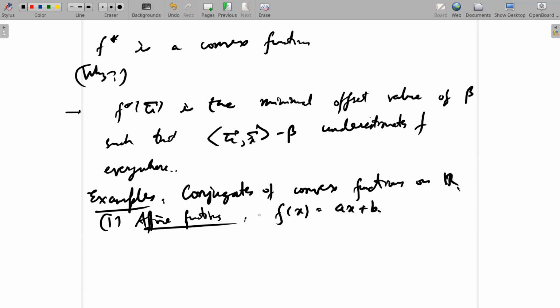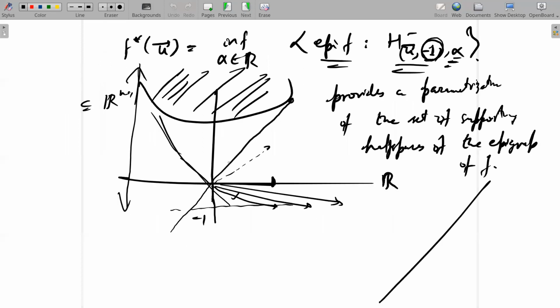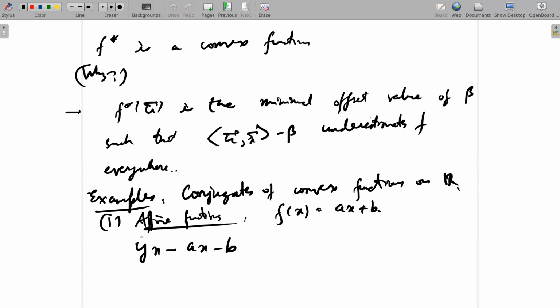Okay, so now this inner product u dot x is nothing but the product of two things. So this is yx minus ax minus b. So this is the function f of x. Then y is supposed to represent that vector u. So here it's just a number, right? u dot x, that is just yx. So I want to find the supremum. But this is again an affine function, right? So this is a linear function. If I just put y and a together, so y minus a times x minus b, and the supremum I have to take over x, all values of x.